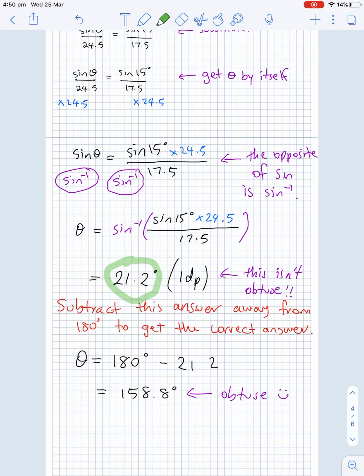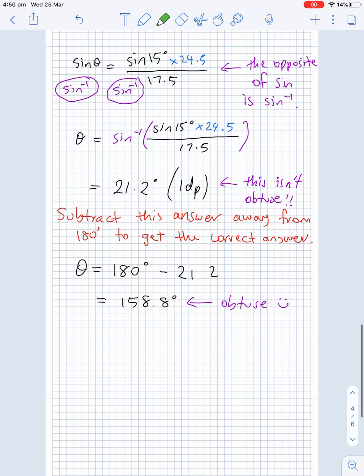But that is definitely an acute angle. That's a very small sort of angle. It's not obtuse. So there's a real problem with this answer. It can't be right. So when you're in this sort of situation, you have to remember, I have to actually change it up. The way to get the correct obtuse angle from this is to subtract this answer away from 180 degrees. So you take 180 degrees, take away your answer, 21.2 degrees, and then you get your final answer of 158.8 degrees. So that is the obtuse angle that you want.